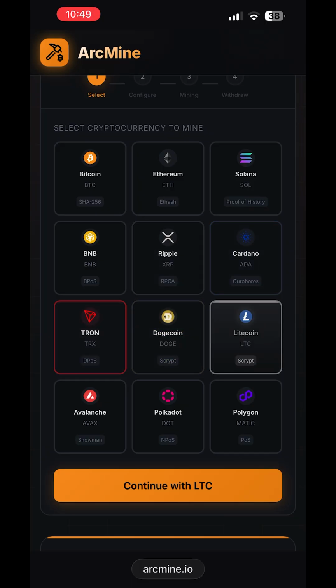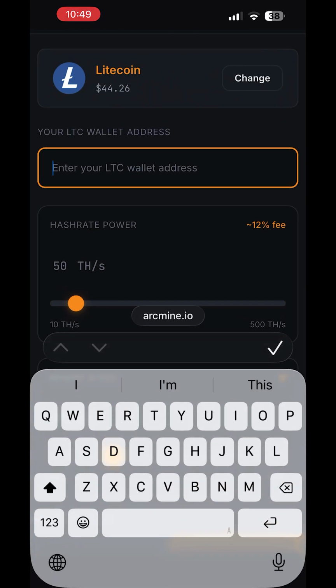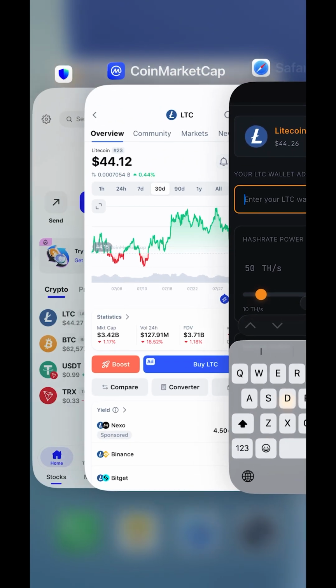I select Litecoin today. It removes the price volatility variable from the output entirely. So what gets produced is directly readable without having to factor in market movement. That makes it a clean testing environment. Okay, receiving address is next. Paste in LTC receiving address, nothing to overthink there.